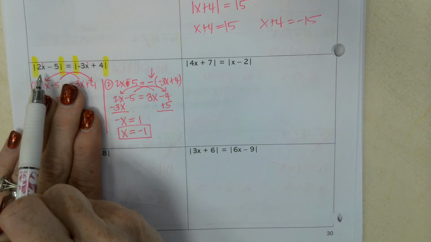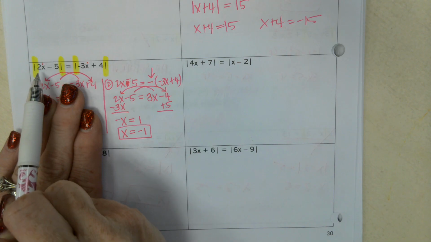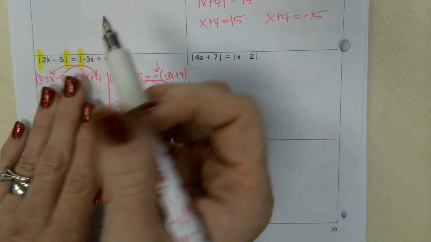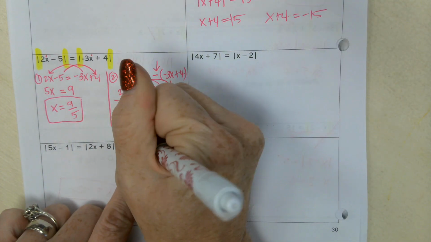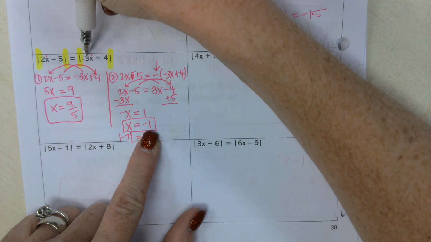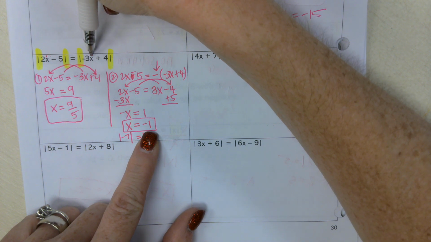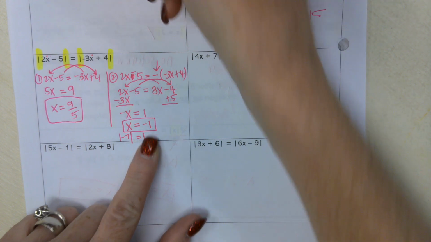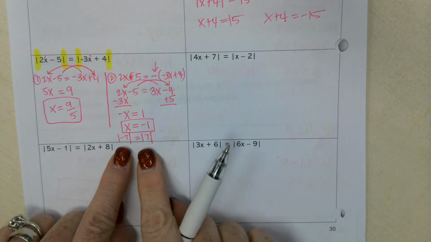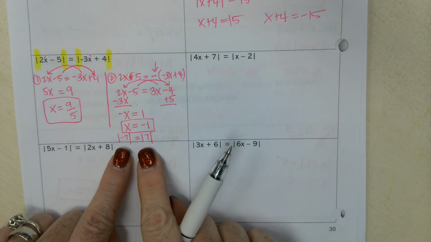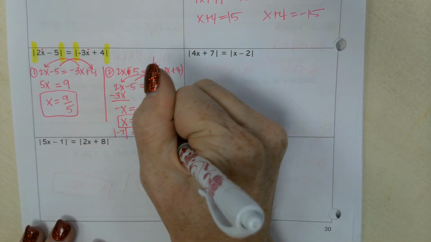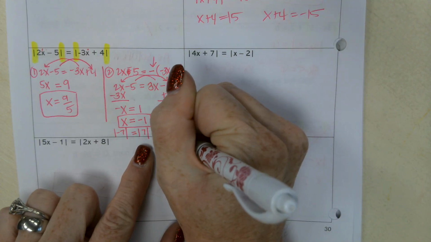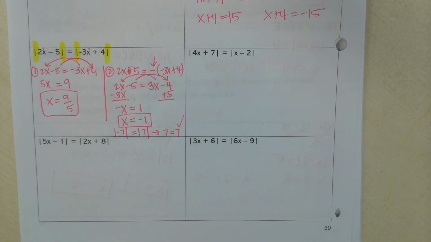What is 2 times negative 1? Negative 2. And negative 2 minus 5 more? Negative 7. Okay, so I get the absolute value of negative 7 on the right-hand side. Now, if I plug in negative 1 over here, that's going to be positive 3. And positive 3 plus 4 is 7. Are those equal to each other? Yes. Because what is the absolute value of negative 7? Positive 7, and the absolute value of positive 7 is also positive 7. So it doesn't matter what the sign is inside.